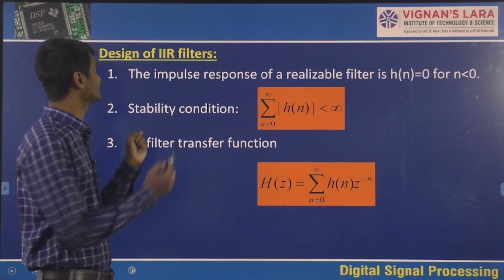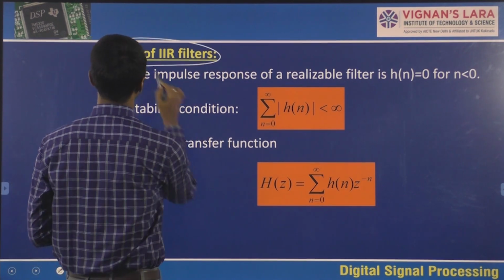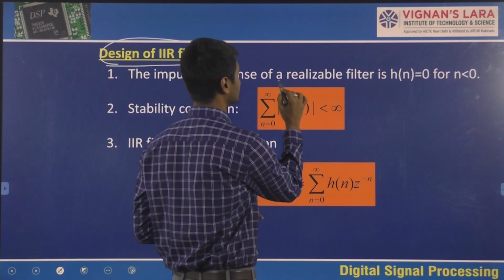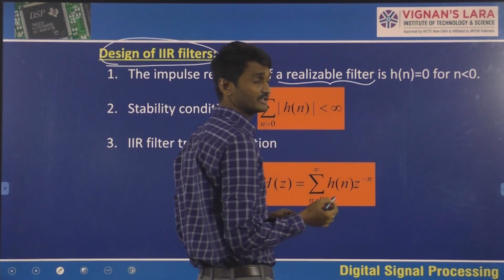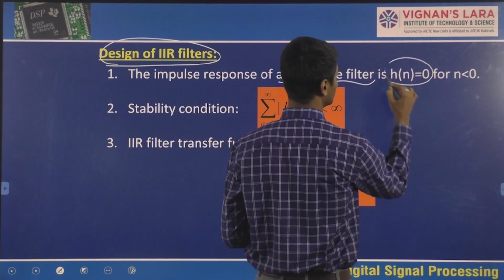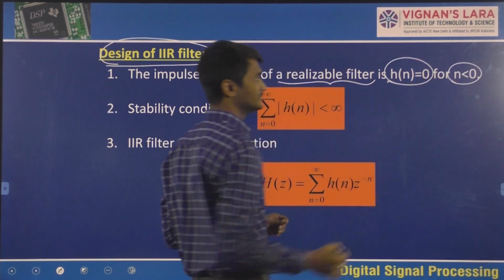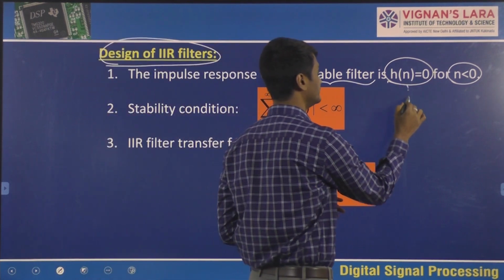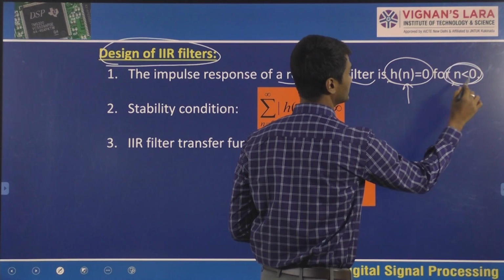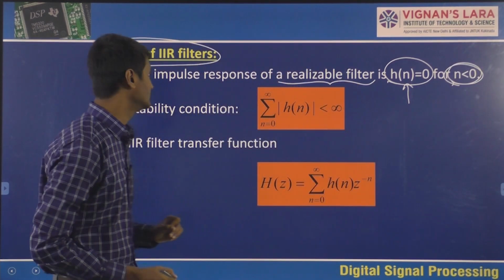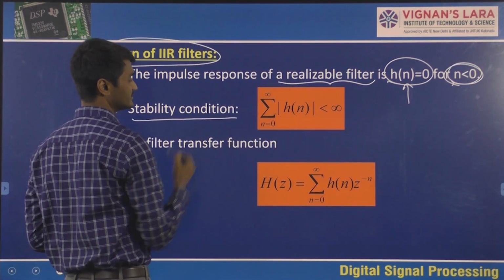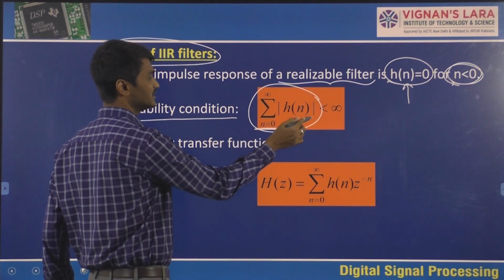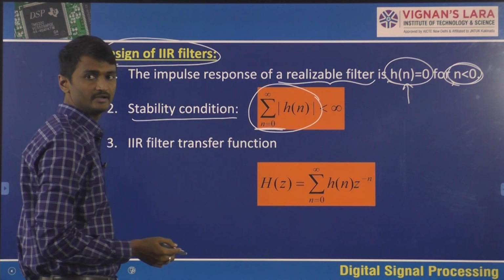Design of IIR filters. The impulse response of a physically realizable filter is h of n equals 0 for n less than 0. That is, for a physically realizable filter, the impulse response should be 0 for negative time. Next, we know the stability condition: sigma n equals 0 to infinity, mod h of n, should be less than infinity.